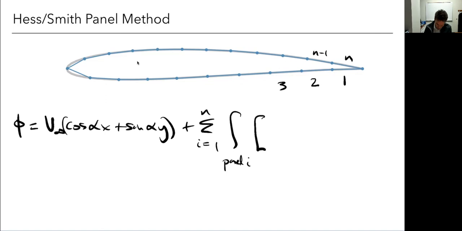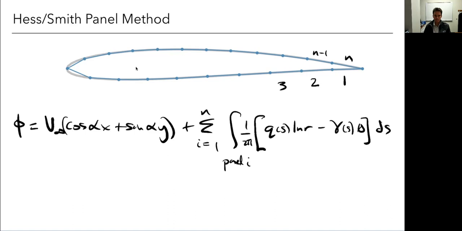And then I'm going to write these 2 things. Notice they're both integral over ds. So I'll just combine this into one integral, and I guess I could pull 1 over 2 pi out here. This is going to be q of s times the natural log of r minus gamma of s times theta, ds. Okay, so I would need to perform that integration along each panel.